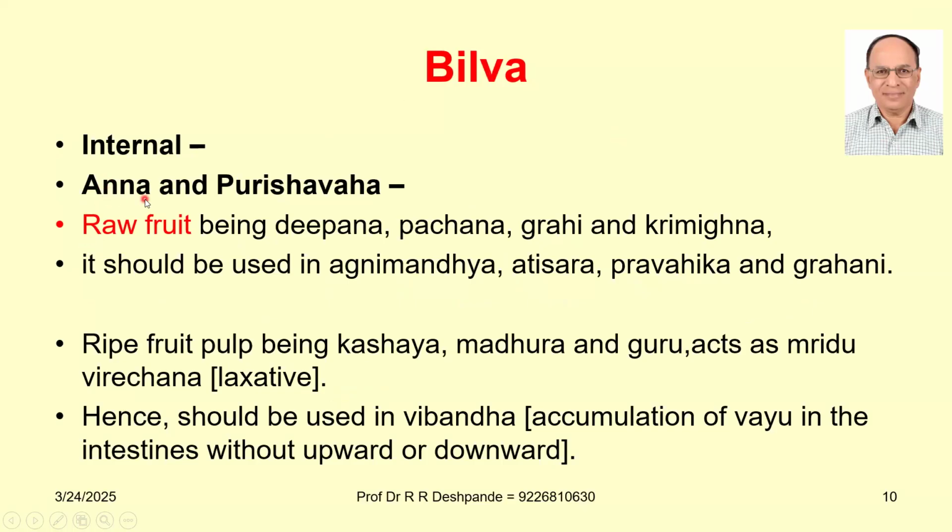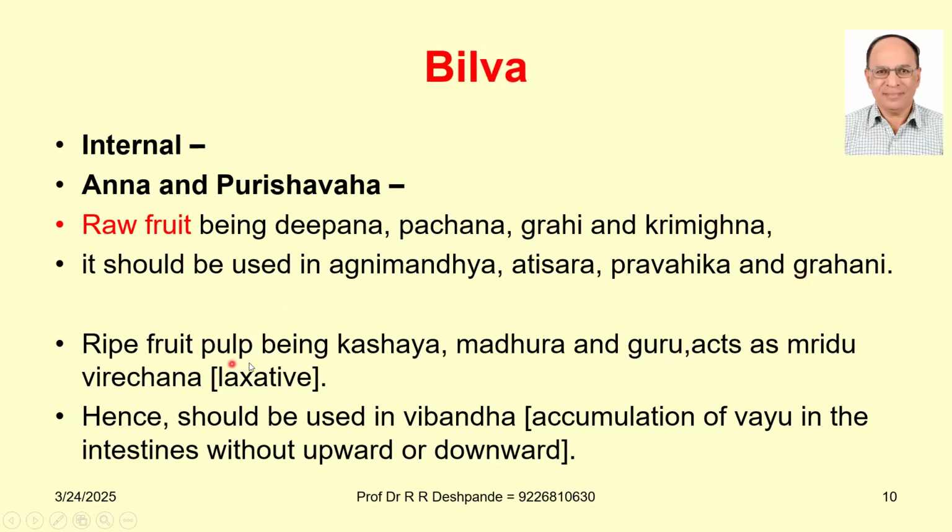Now, internal uses of bilva. First, the use on the digestive system and excretory system. Raw fruit is deepana pachana. That means it is an appetizer and it is carminative. It is grahi, controlling the loose motions, and anti-worm, anti-helminthic. Bilva should be used in agnimandya, indigestion, atisara, loose motions, pravahika, amoebiasis and giardiasis, and grahini, irritable bowel syndrome.